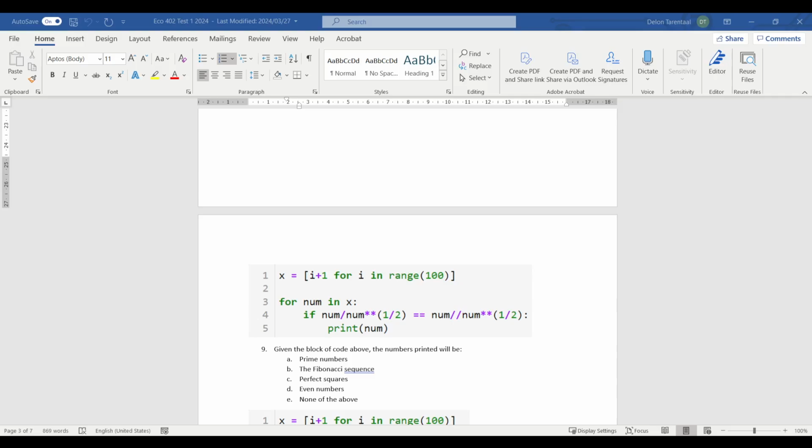I first want answers. Everyone fine with it being D? Yeah. Answer is perfect squares.